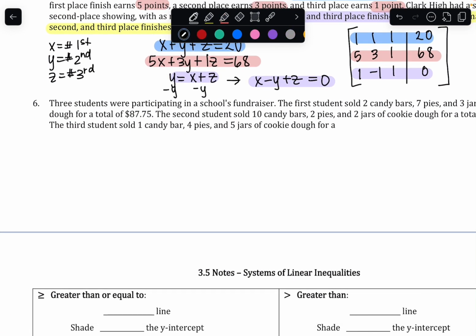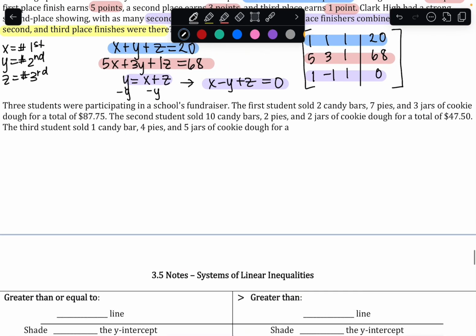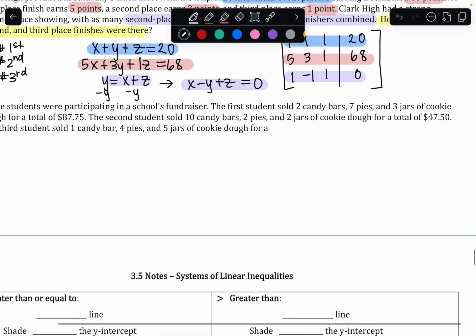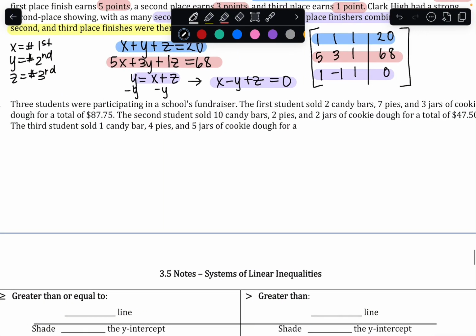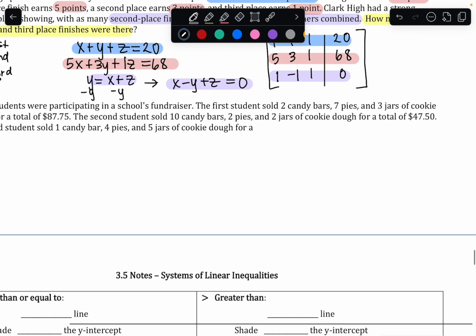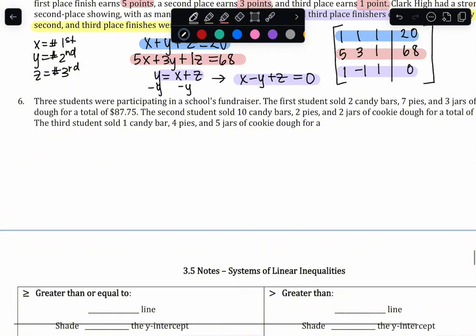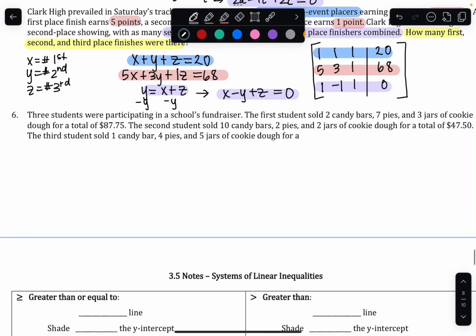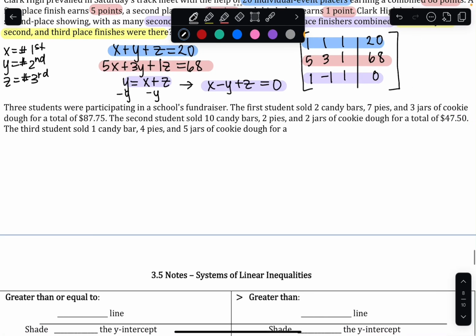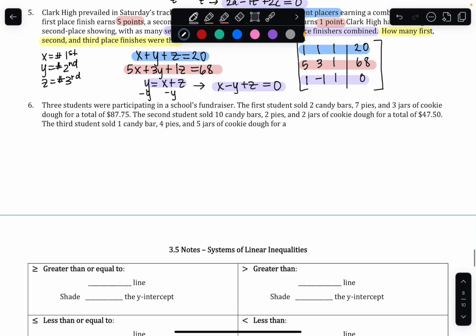And then last one, 3 students were participating in a school fundraiser. The first student sold 2 candy bars, 7 pies, and 3 jars of cookie dough for a total of $87.75. The second student sold 10 candy bars, 2 pies, and 2 jars for a total of $47.50, and the third student sold 1 candy bar, 4 pies, and 5 jars for the problem cuts off. And so I'll set up the first 2 equations, and then I guess that'll be it.